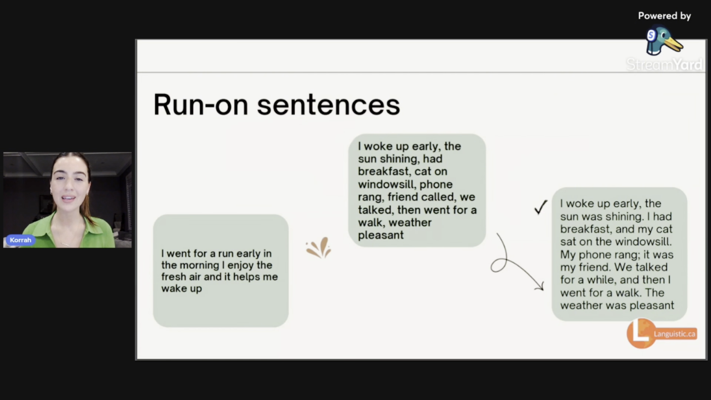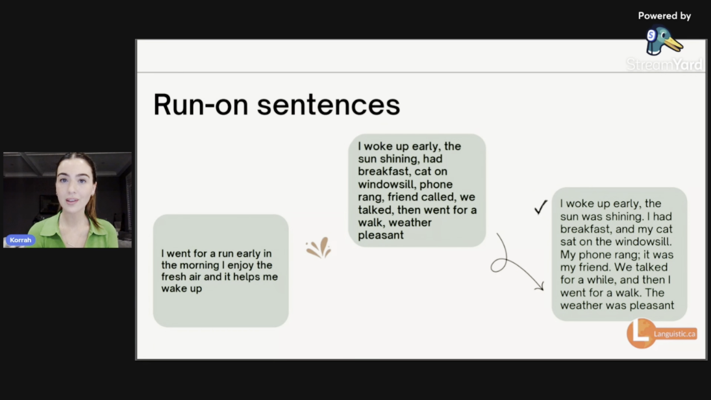What was the main idea of this sentence? I don't know, because there were so many different ideas in that sentence. So we should definitely break it up and separate it into some smaller ones and use the correct punctuation to do so. So let's read directly how I fix this just with punctuation and making longer ideas out of the smaller ideas. We have, I woke up early, the sun was shining. I had breakfast and my cat sat on the windowsill.